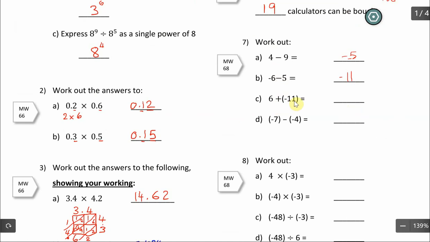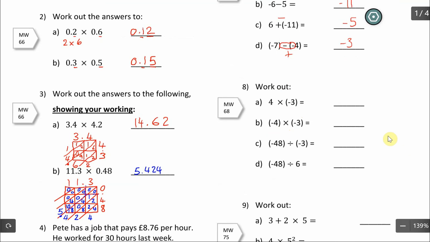Negative 6 plus negative 5. Well, when we would plus positive 11, we would increase. So when we plus negative 11, we would decrease by 11. So this is the same as just taking away 11, and that would give us negative 5. And then the last one, negative 7, take away negative 4. Just as on the one above, if it was a plus negative 4, we would be going down by 4. But if it's take away negative 4, we're going to go up by 4. When we go up by 4 from negative 7, we finish on negative 3.